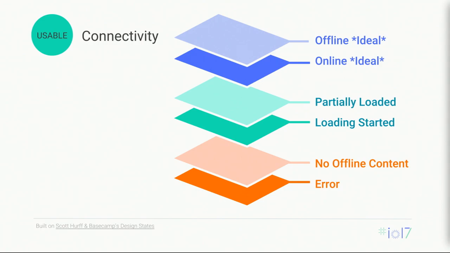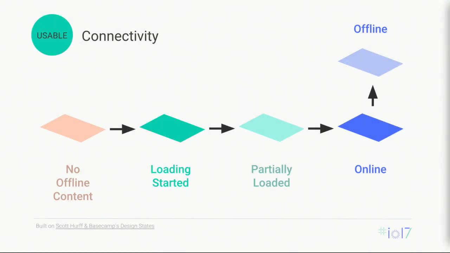So if you use this kind of framework and you're walking through the design of a product, you end up with a life cycle that looks kind of like this. You're offline, you don't have any content, you switch it on, the loading starts, there's partial loading that's happening, then you're in a full online state, and then maybe you switch off your connection because it's flaky, and then you go into an offline state. And we consider all of these states first-class citizens.